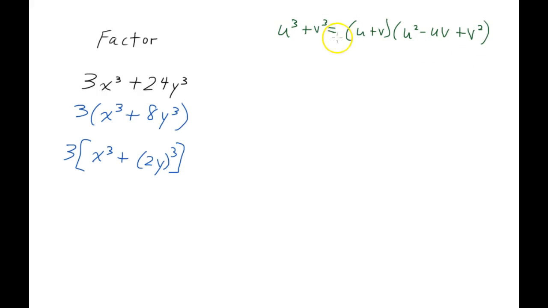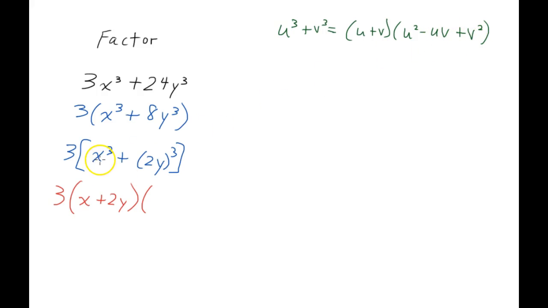Okay, so now instead of u and v, we have x and 2y. So we're just going to follow this pattern exactly. And I will write that. I'm going to change colors here. So I've got 3 times, and now u plus v, or x plus 2y, and then multiplied by u squared minus uv plus v squared.